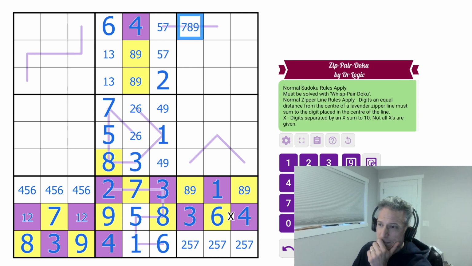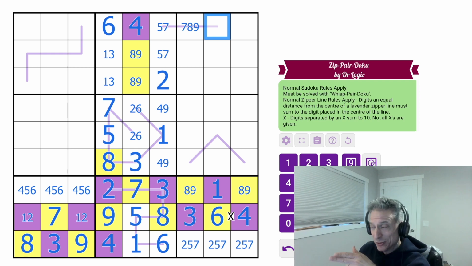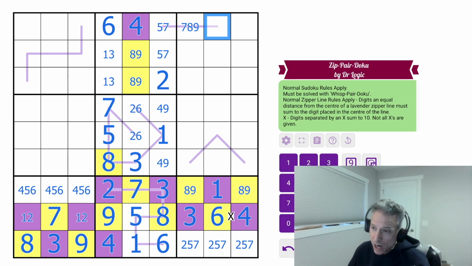I don't see it immediately feeding into it. Maybe there's something that I've missed, but well, this might help too. Box three, cell two, then also has to be a one.